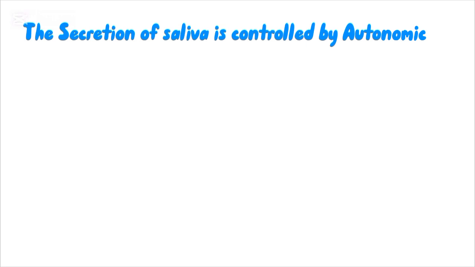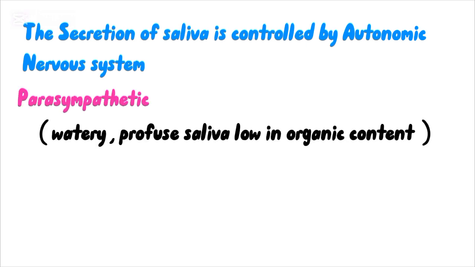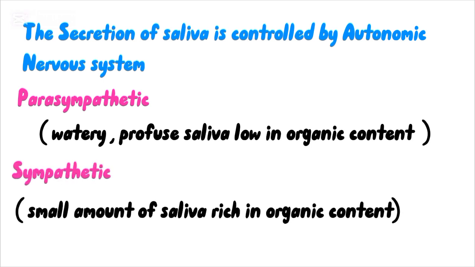Secretion of salivary glands is controlled by the autonomic nervous system. Parasympathetic stimulation results in secretion of profuse watery saliva with relatively low content of enzymes and other organic substances, while sympathetic stimulation results in secretion of a small amount of saliva rich in organic substances.